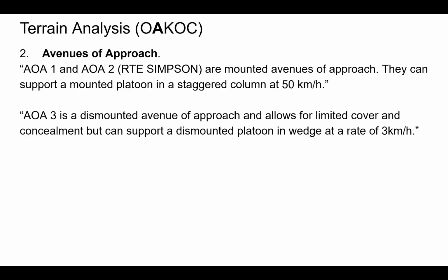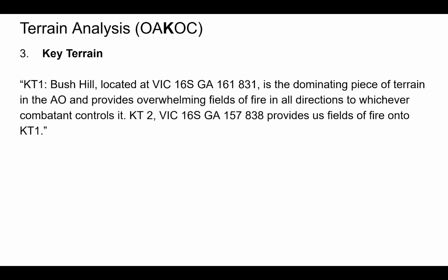So, avenues of approach, boom, key terrain. Now, key terrain is important because the infantry, our job is to control and seize key terrain, okay? Killing people is just part of the job in seizing that key terrain. Anything that's important to us, this can be an intersection, this can be a hill, this can be infrastructure. Anything that is deemed key terrain should be listed here. In this example, there's going to be one piece of key terrain. It's going to be the hill, Bush Hill, which is the objective of this operation.